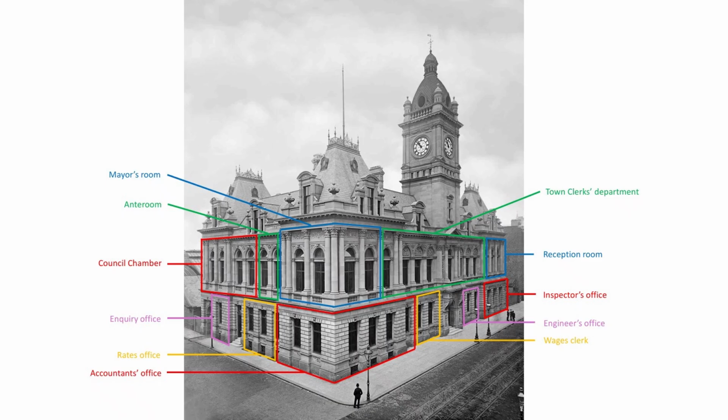We've seen this image already, but I've drawn upon the architectural plans to articulate the anatomy of the town hall, explaining how each individual internal space functioned.